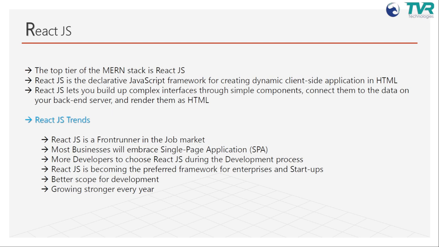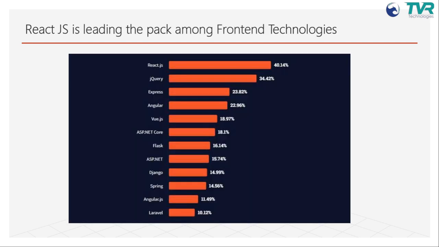So in the MERN stack we use React.js for our front ends, and here you can see React.js is a leading pack among all the front end technologies available. You can see this stack statistics. Almost 40.14% is using React.js. Then you have all other frameworks also, like jQuery, Express, Angular, Vue, and many things. But here the major portion is taken by React.js.